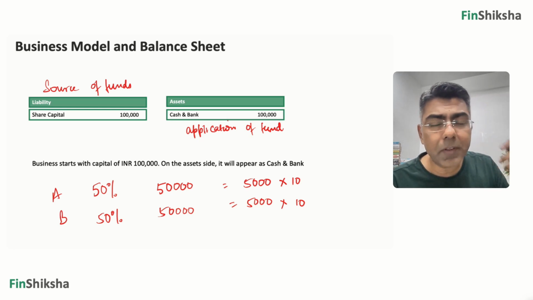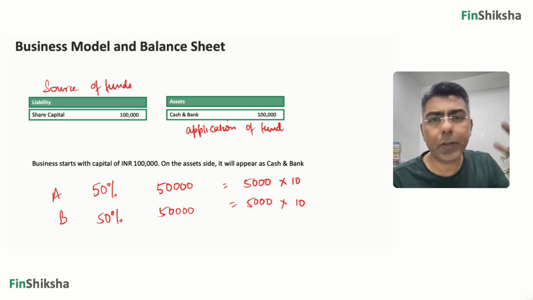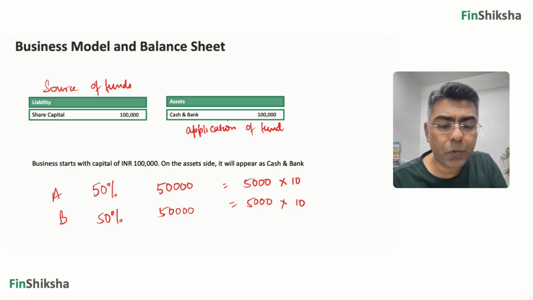Every decision that the business takes from here on is going to either change both sides of the balance sheet or rearrange items on one side of the balance sheet, right? So assume that now this business starts doing some business and they buy some assets. So let's say they buy some fixed assets worth 1 lakh rupees.